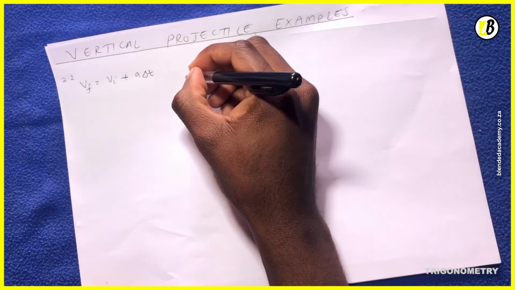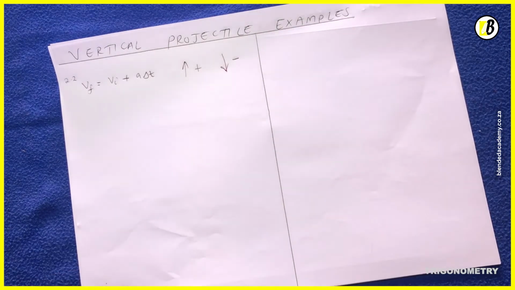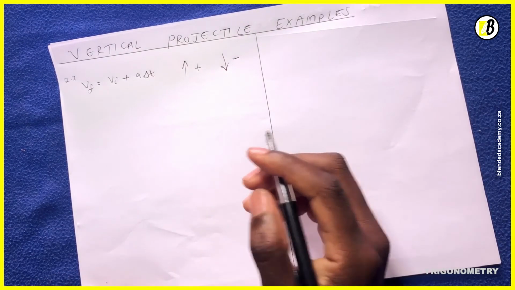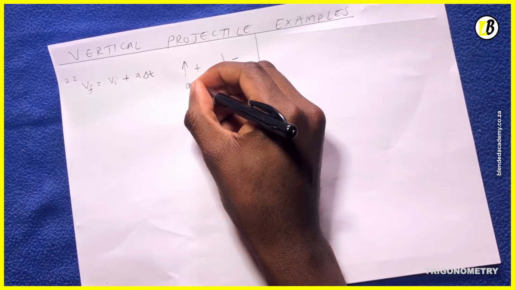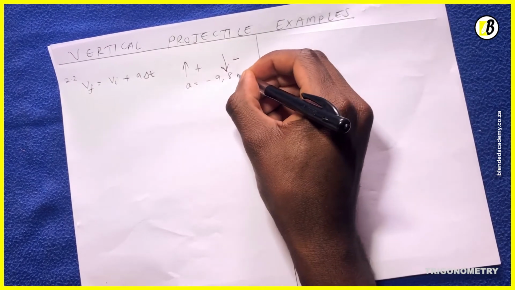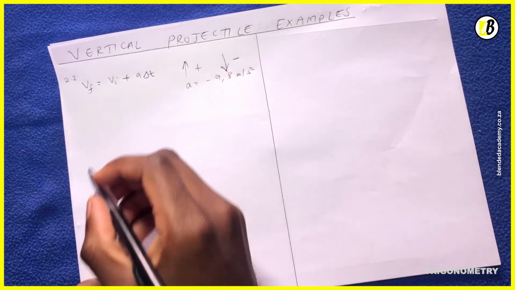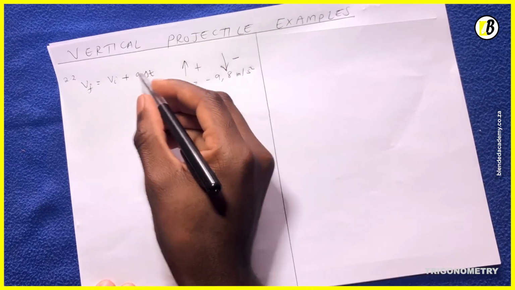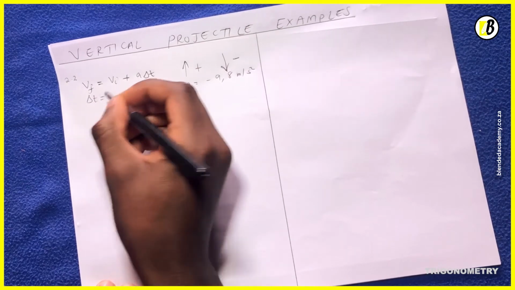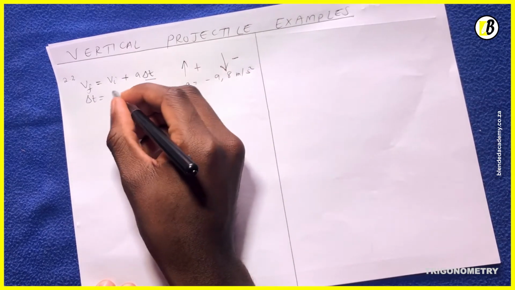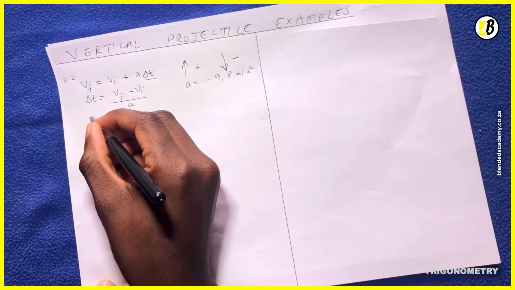Also remember that we chose upward motion to be positive and downward motion to be negative. Anything going upwards will be taken as positive and anything going downwards as negative. So our acceleration due to gravity is still negative, minus 9.8 meters per second squared, because it's always directed downwards. Before we plug in, let's make change in time the subject of the formula. We're going to have change in time equals final velocity minus initial velocity, divided by acceleration.